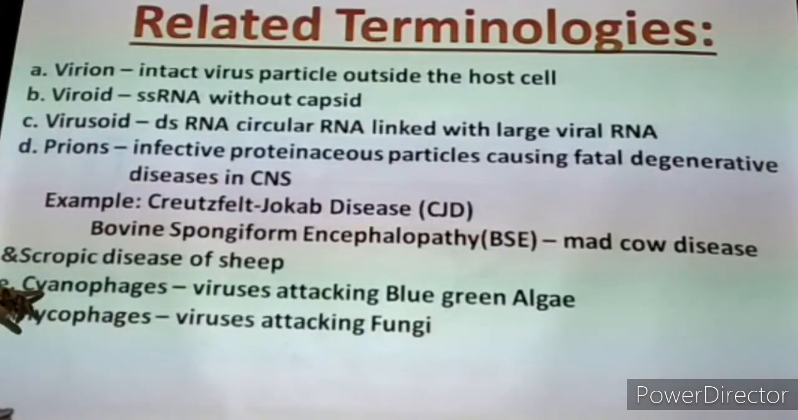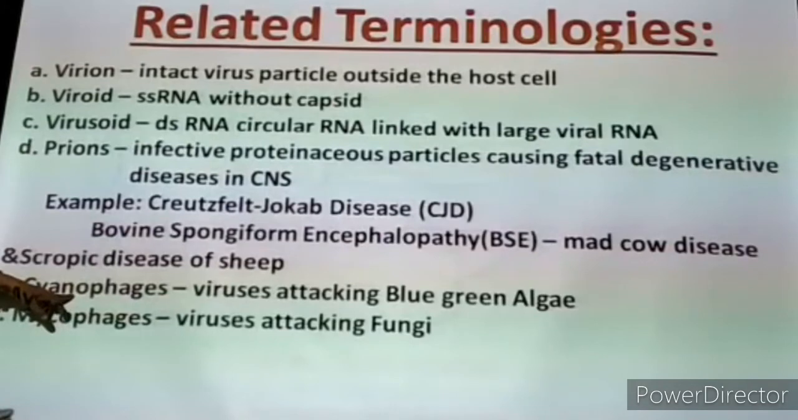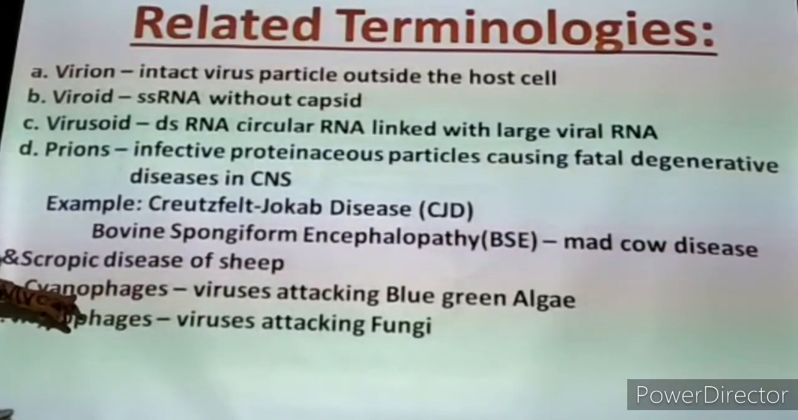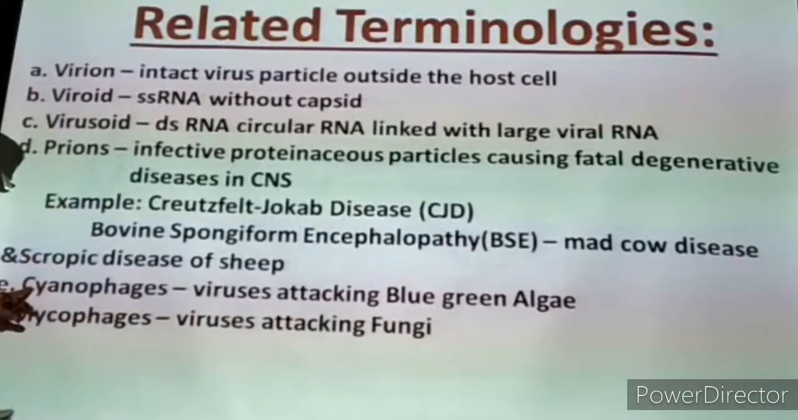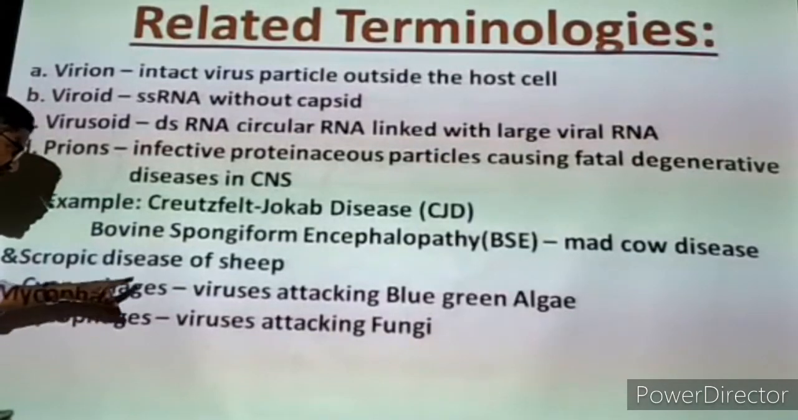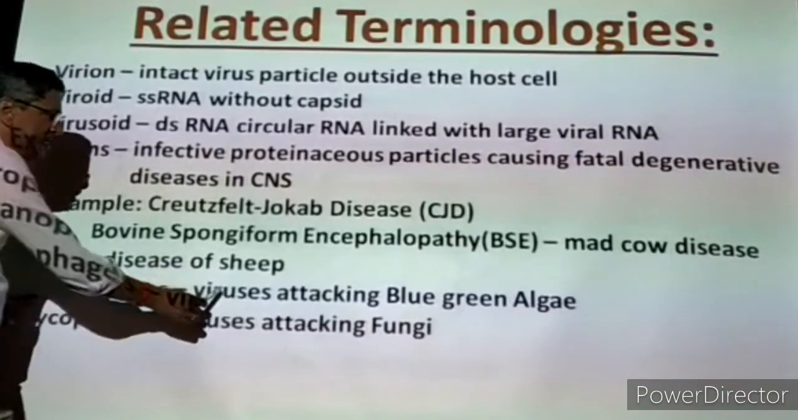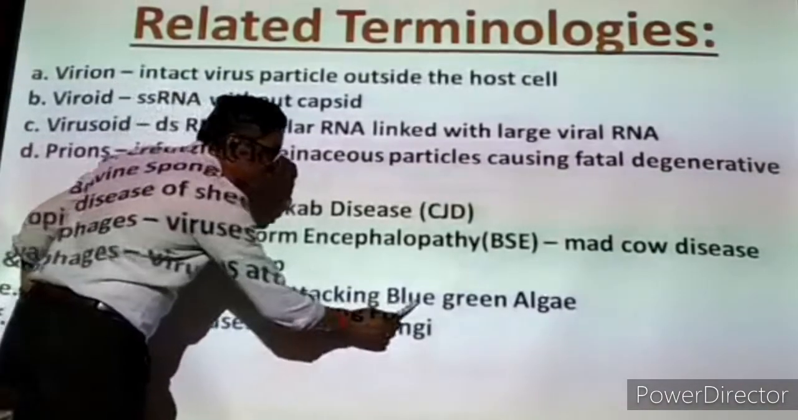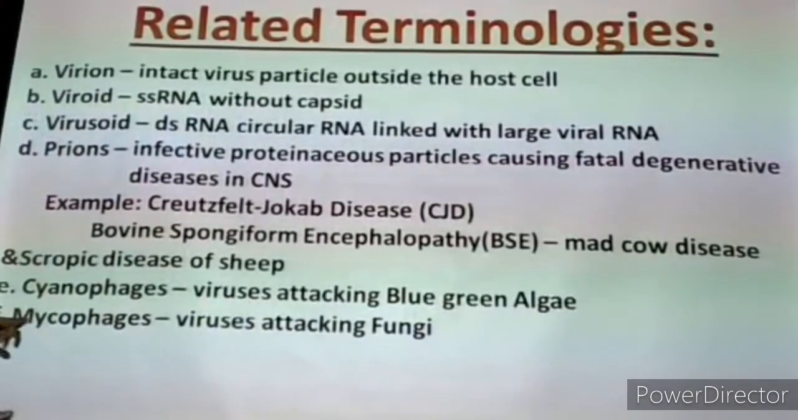Cyanophages. Now this is one important thing, cyanophages. What is the meaning of cyanophages? Phages means viruses that attack bacteria. Cyano means blue-green algae. Not pure algae, blue-green algae. They are not like algae, they are not like bacteria, in between. That is called cyano, blue-green algae. Cyanophages means these are the viruses which are attacking blue-green algae. Now you can see viruses attacking blue-green algae.